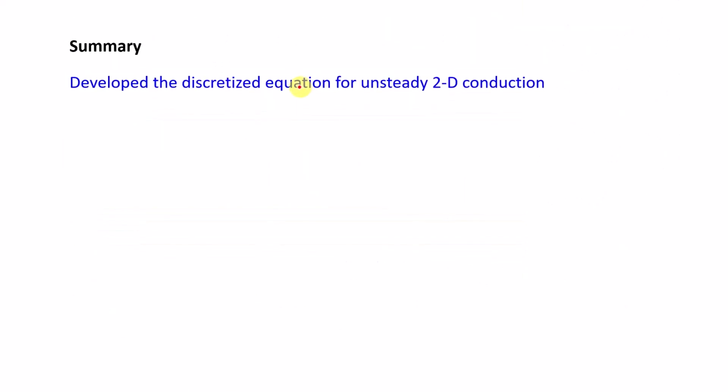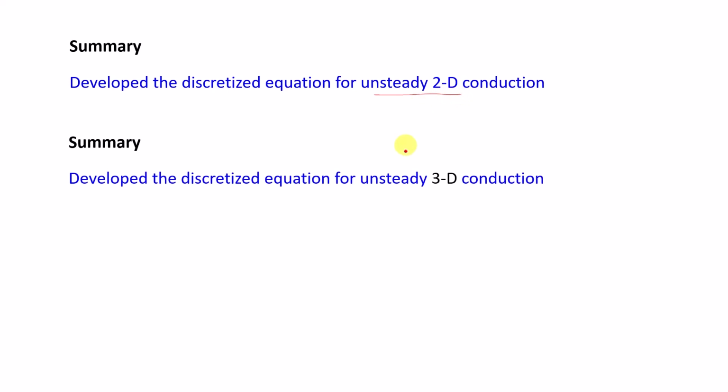Now to summarize, we have discretized the equation for the unsteady two-dimensional problem. Now you can develop the discretized equation for the unsteady three-dimensional problem in the same manner. The extension should be very straightforward. So before you implement it in an actual program, you can develop it here.